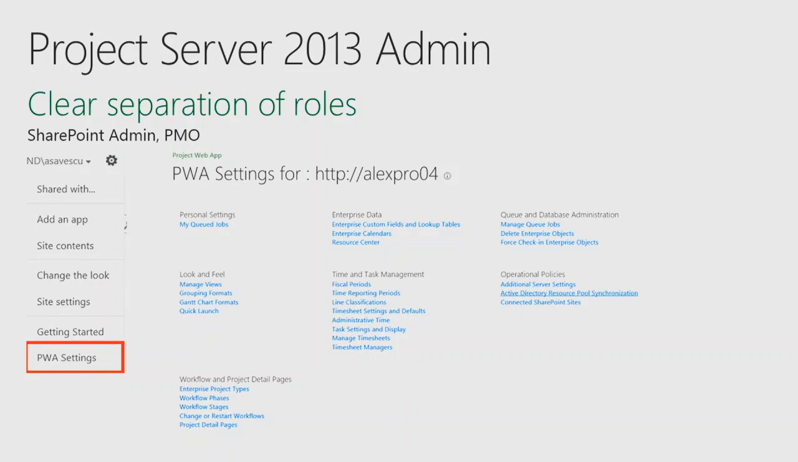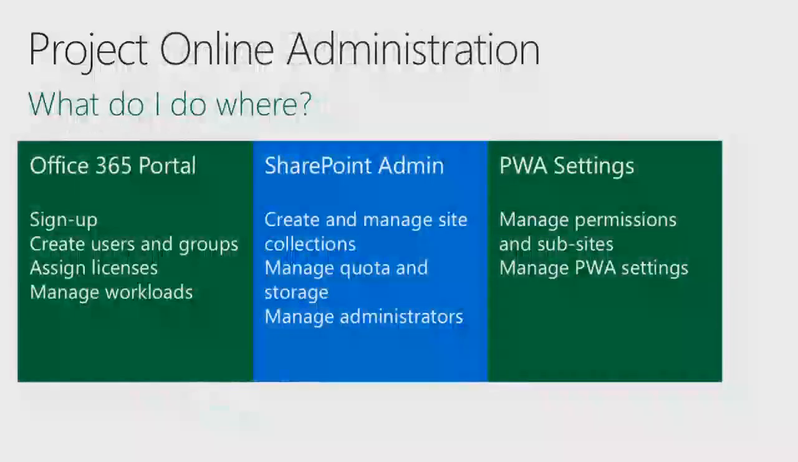So next I'm going to talk more about what to do where. If you are a Project Online admin, then the Office 365 portal is the place where you sign up. And that's where you create users and groups, you assign licenses, you manage your workloads, things like your Exchange deployment, your Lync deployment, the SharePoint deployment. And then you are pretty much done.